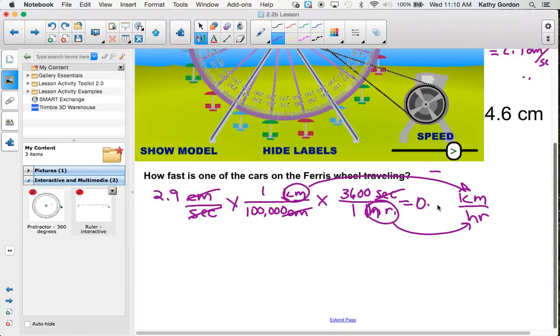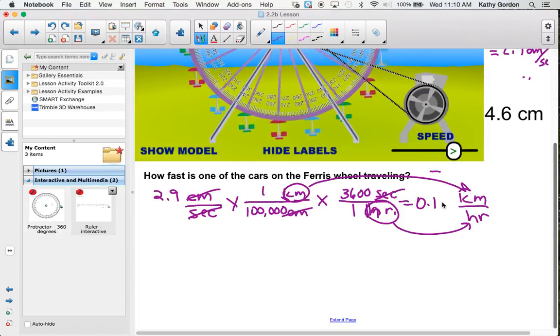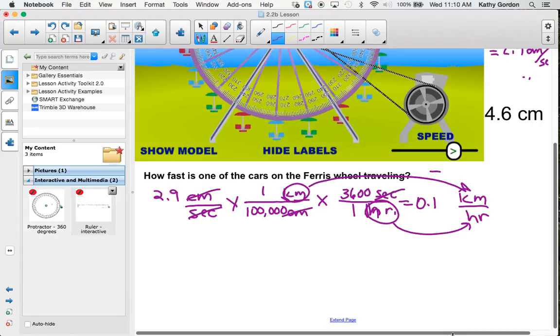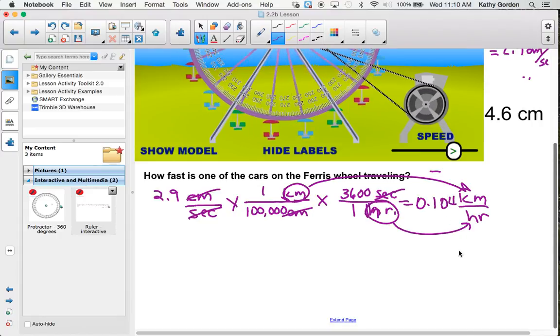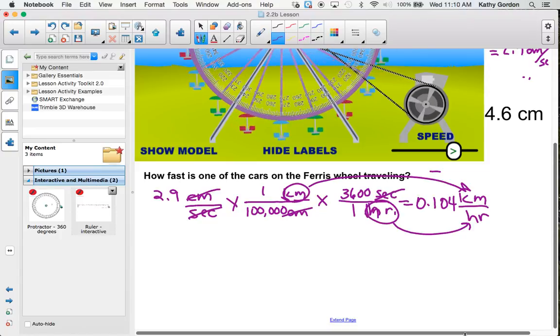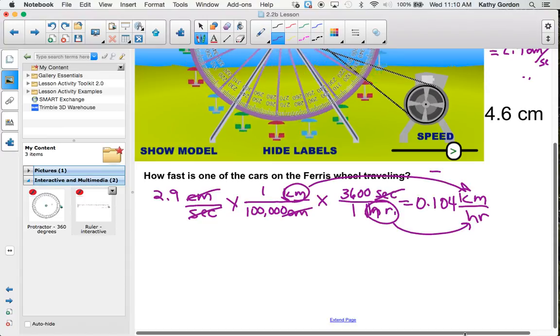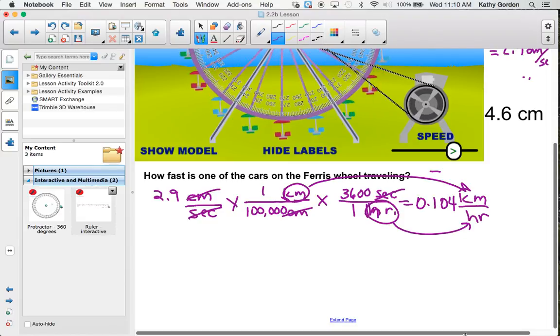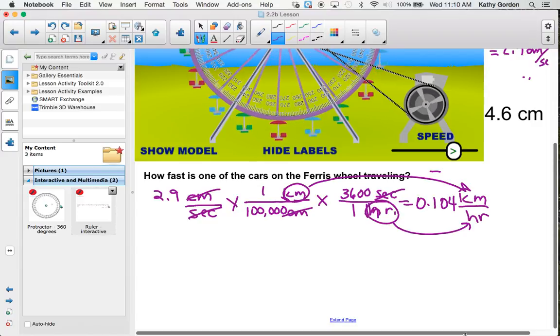So 0.1, what was the next couple? 0.1044. So at this rate, on my whiteboard, the Ferris wheel car is only traveling at about 1/10 of a kilometer per hour. That's pretty slow. Okay?